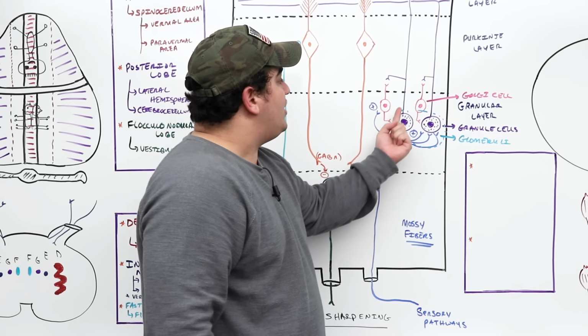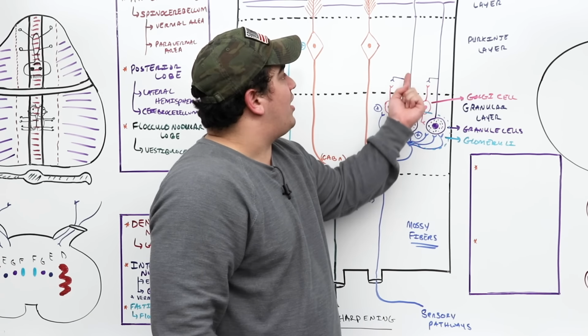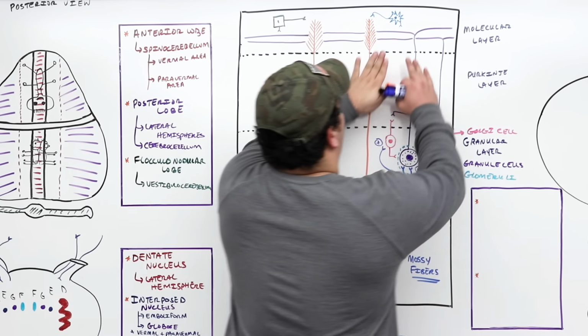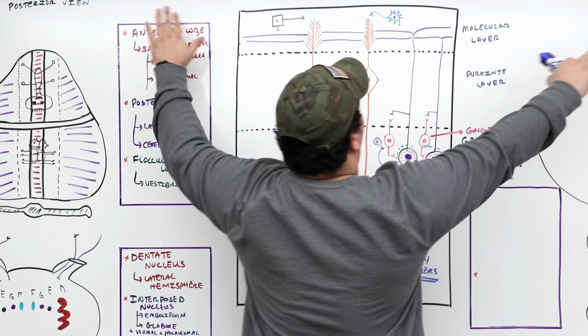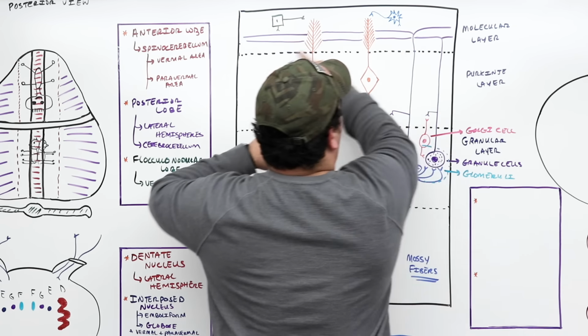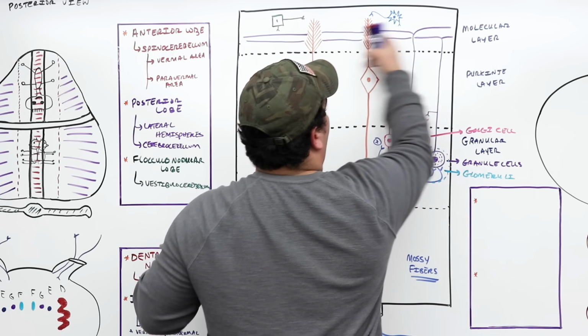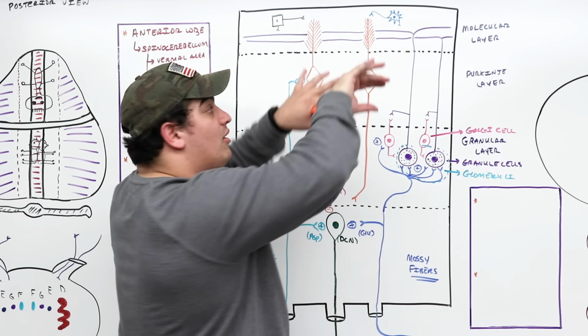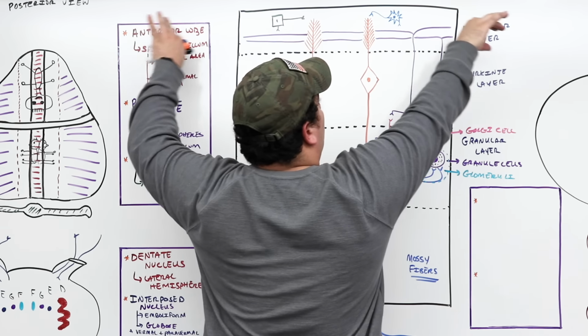Now, as these granule cells ascend upwards, their axons come upwards, they move through the Purkinje layer into the molecular layer, and then they spread out. They make a T formation, these parallel fibers. So it comes up, and this one comes up, and it's going to cause all these parallel fibers to move all the way across the molecular layer.